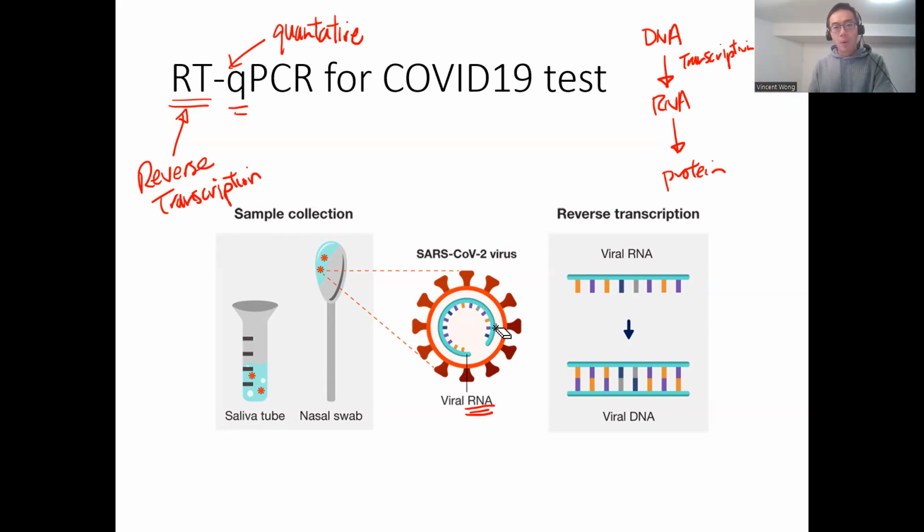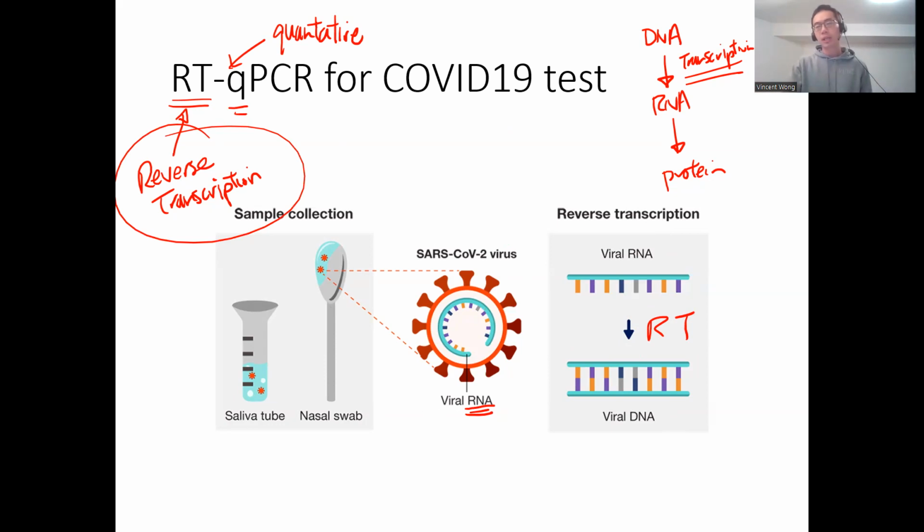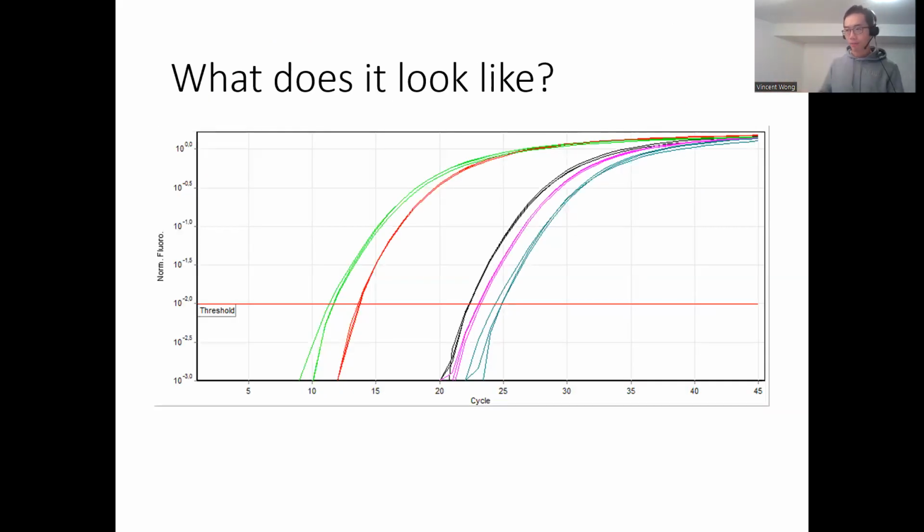When you extract the sample, because it's viral RNA, you have to change it back into DNA before you can do the PCR. So the opposite of transcription is called reverse transcription. You change the RNA back into DNA. That's what this RT is. Once you've done that, you can use a different machine. Not only does it do PCR, but it's able to track the number of copies in your sample in real time, and then you can plot it on a graph.